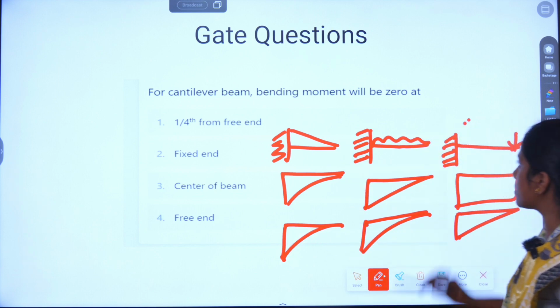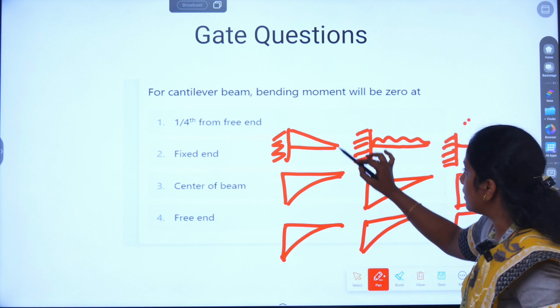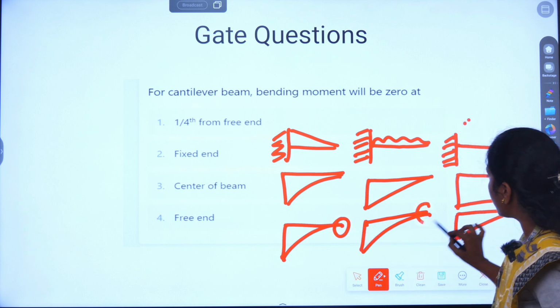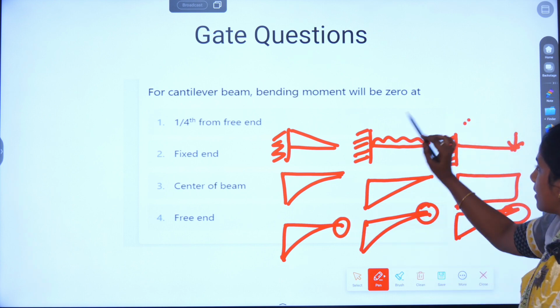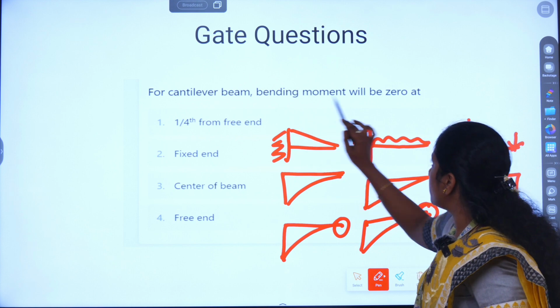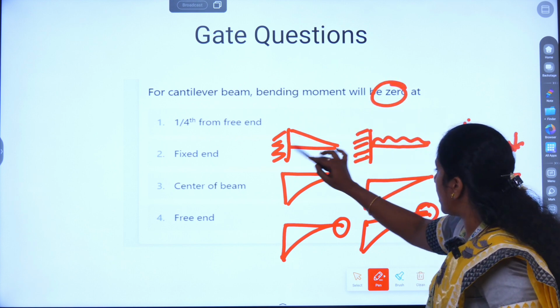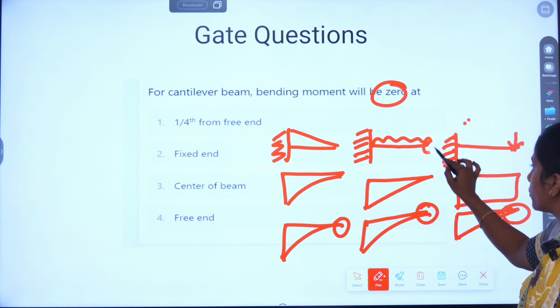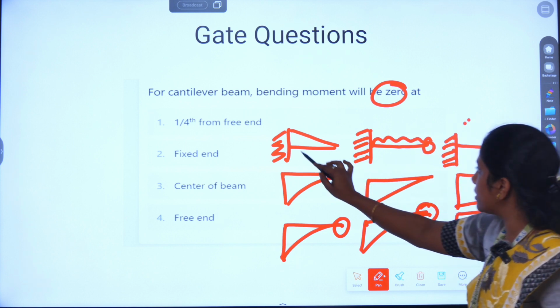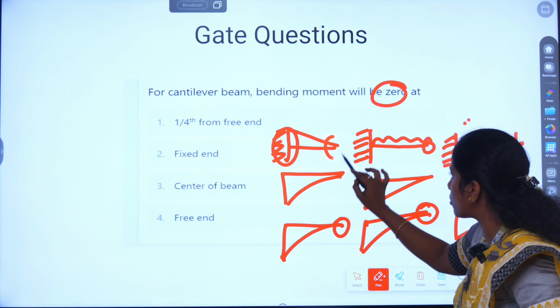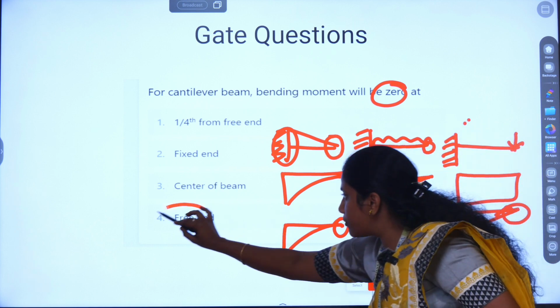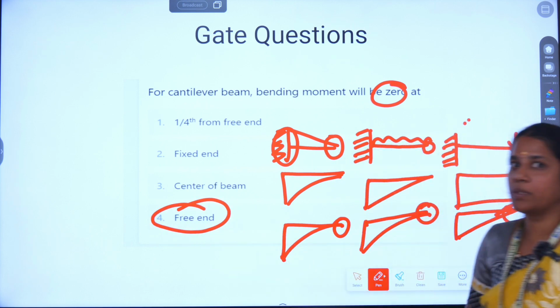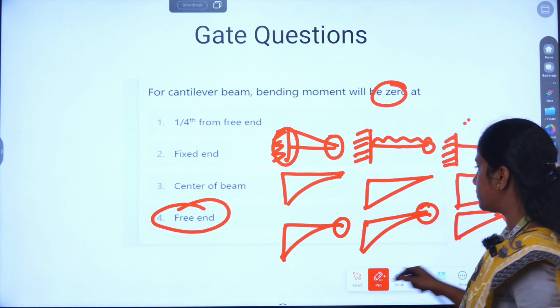Whatever the loading conditions may be, there will be zero bending moment at its end. So we can conclude that if a cantilever beam has any type of load, there will be zero bending moment at its free end. This end is called the fixed end, and this end is called the free end. So at the free end of a cantilever beam, we will have zero bending moment.